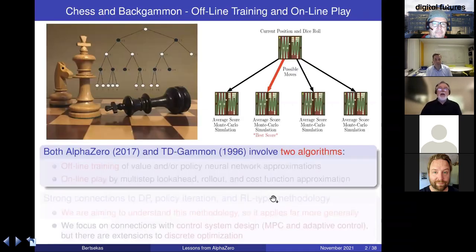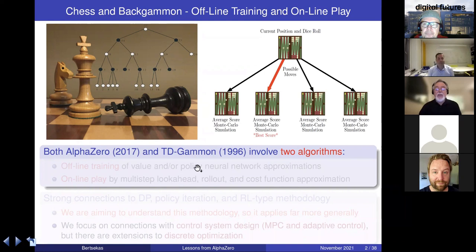So I'd like to start with two remarkable programs. The first program is AlphaZero, which plays chess and created a sensation when it came out in 2017. And the other program is much earlier, from 25 years ago. It's called TD-Gammon. It plays backgammon. At that time, it created a lot of enthusiasm about the prospects of reinforcement learning.